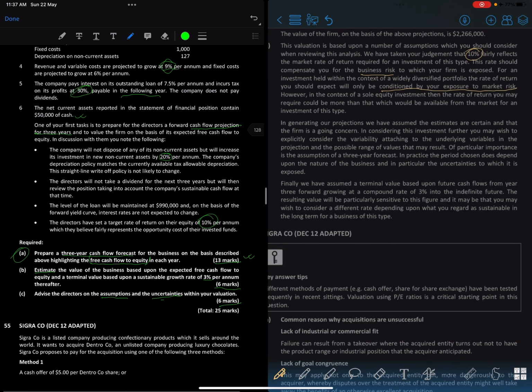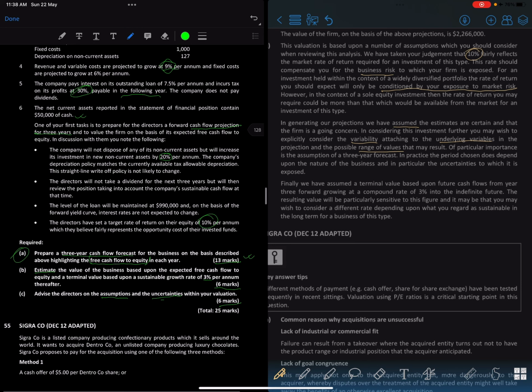In generating our projection, we have assumed that estimates are certain and the firm is a going concern, right? And in considering the investment further, you may wish to explicitly consider the variability attaching to the underlying variables in the projection, and the possible ranges of value that may result. It could be ranges of value because of the underlying variables in the projection that we've used. The variability attaching to these variables could give us a range of value. So valuation is not always an exact number thing. It's a range. You will get a range based on your assumptions.